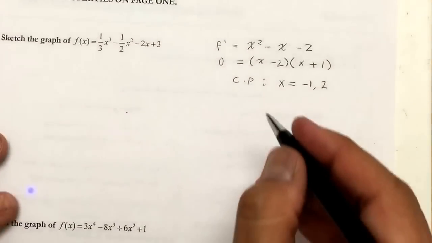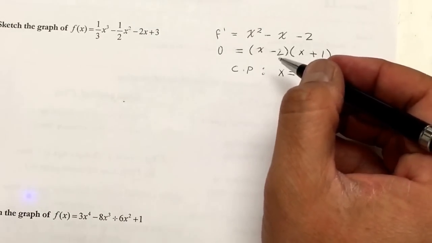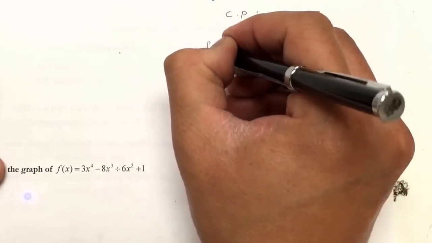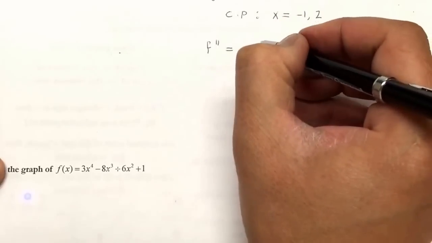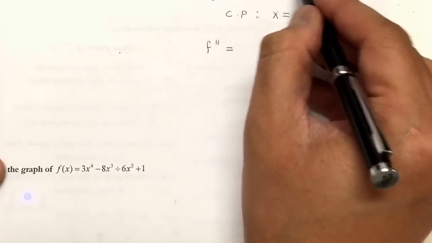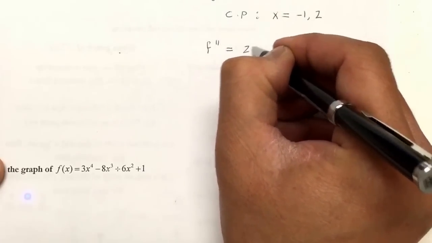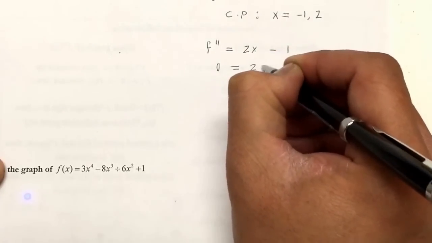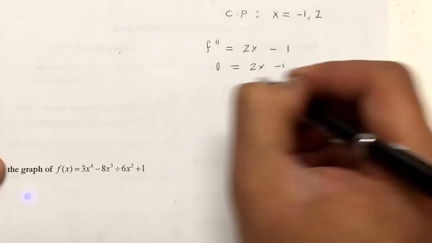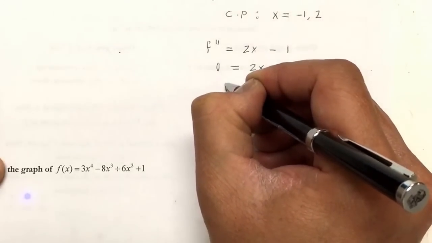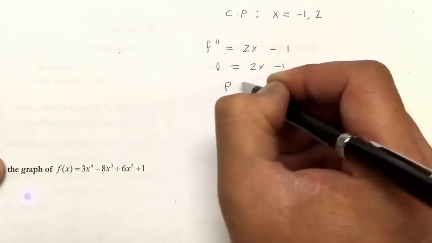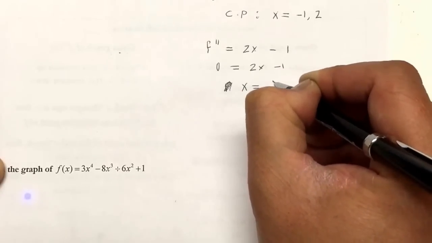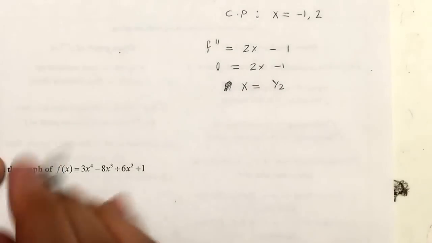I also will need to create a sign chart for f double prime, so might as well find the second derivative now. So f double prime is taking the derivative of this function, 2x minus 1. Setting that equal to 0 implies that a possible inflection point is going to be x equals 1/2. If you solve this, you're going to get x equals 1/2.